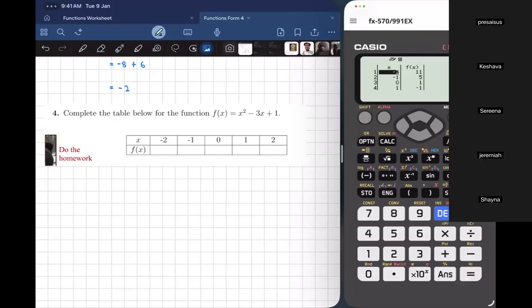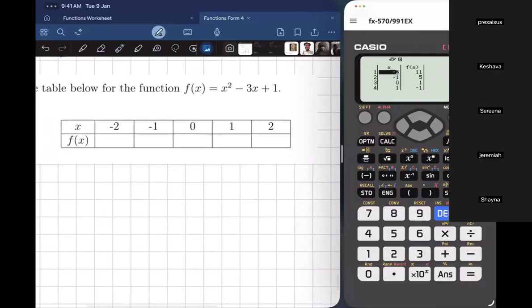It's very convenient. So if you did the homework, when you put -2 into the function, you're supposed to get 11. When you put -1, you're supposed to get 5. When you put 0 in, you get 1. When you put 1 into the function, you get -1. And when you put 2 in, you get -1 again.